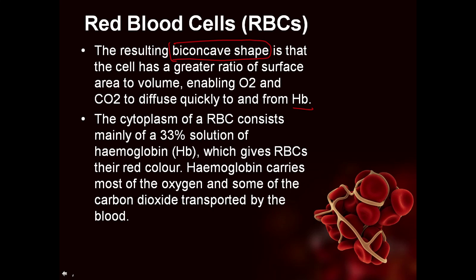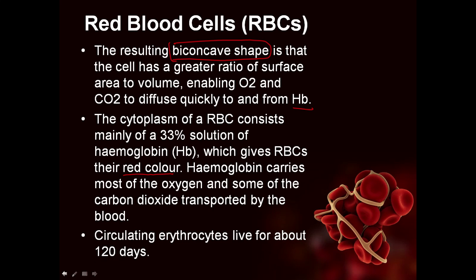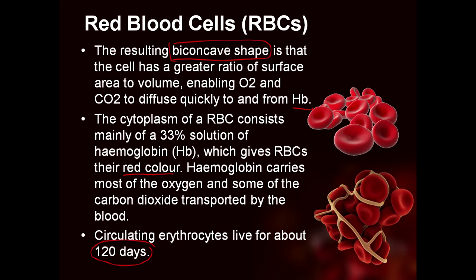The cytoplasm of a RBC consists mainly of 33% solution of hemoglobin, which gives RBCs their red color. Hemoglobin carries most of the oxygen and some of the carbon dioxide transported by the blood. Circulating erythrocytes live for about 120 days. As they do not have a nucleus, they are not able to repair themselves, and that is why they have an average lifespan of 120 days. You can see here again the structure of the RBCs, and the biconcave shape is easily seen here.